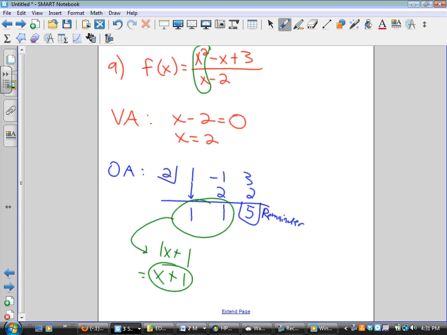Okay, if the two powers in the numerator and the denominator were equal, then all we would have to do is divide the leading coefficients. And if the denominator's power is larger, then the horizontal asymptote would be 0.